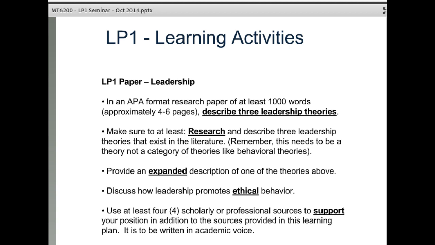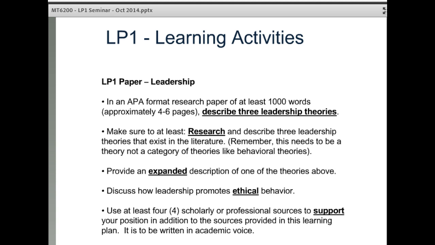And then provide an expanded description of one of the theories above. So take one of the theories and provide more information. Get to know it pretty well. The more you understand it, the better you can apply it. Describe how leadership promotes ethical behavior. So ethical behavior is driven by the leadership team, but provide information about that. And this could be part of your expansion part here.